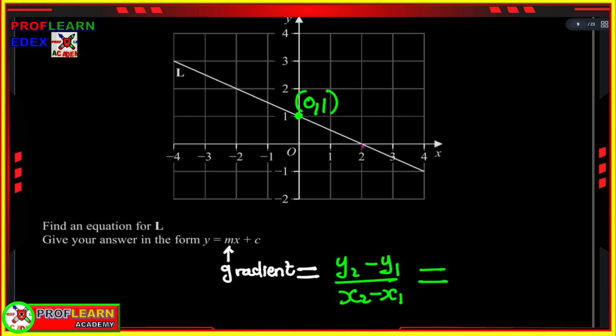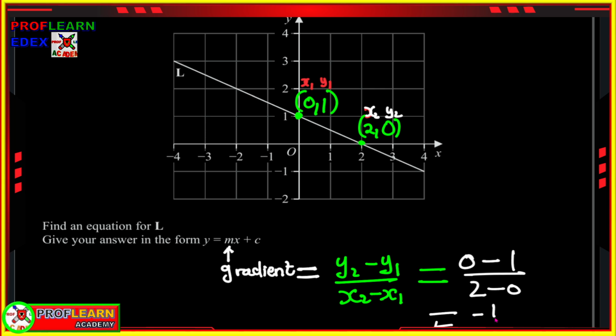And I'll select another coordinate here. I'll call it 2, 0. And I can assign this one to be x1, and this to be y1, and this to be x2, and this to be y2, so that I can use it in order to work out the gradient. So in that case, this will be 0 minus 1 over 2 minus 0. So you can see the gradient is going to be equal to negative 1 over 2.